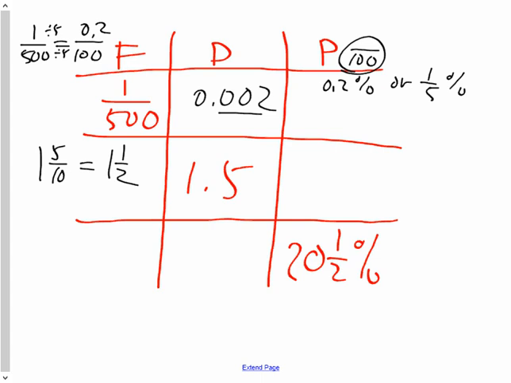So what I'm going to do is I'm going to use this one, but instead of using it as a mixed fraction, I'm going to make it 15/10, okay? And 15/10 is equal to what out of 100?